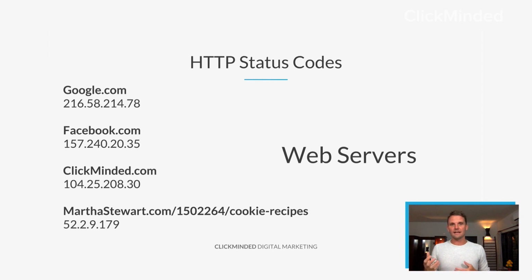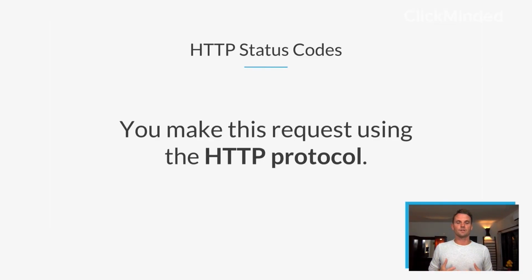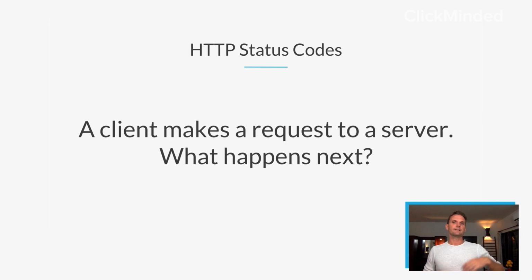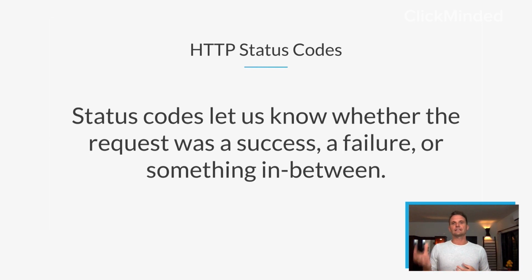Whenever you request a website, you're usually making a request from a web server. You make a request and the server responds. That's happening every single time you're clicking a link. You make this request using what we call the HTTP protocol. Protocols are really just standards that everyone on the internet has agreed to. It's no different than English or Spanish or Chinese. It's a language that we've all agreed to, right? So a client makes a request to the server. What happens next? Status codes let us know whether the request was a success, a failure, or something in between, right? That's what an HTTP status code is.